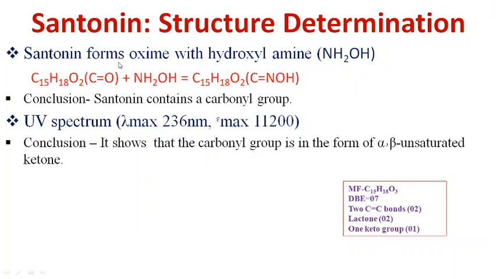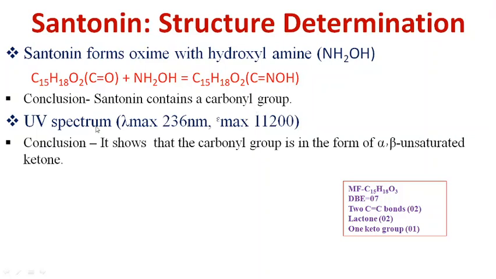There is one more oxygen atom in Santonin, and it can be subjected to chemical analysis to show its nature. Santonin forms an oxime with hydroxylamine, as you can see. This is a characteristic reaction of carbonyl containing compounds. This means one carbonyl group is present in Santonin. This is the conclusion of the above chemical reaction. It can also be verified by the UV spectrum.